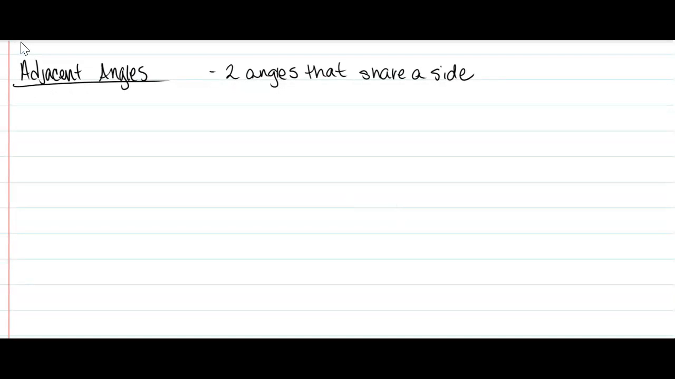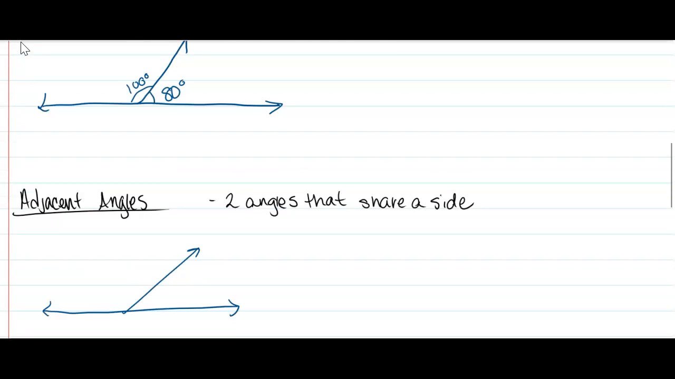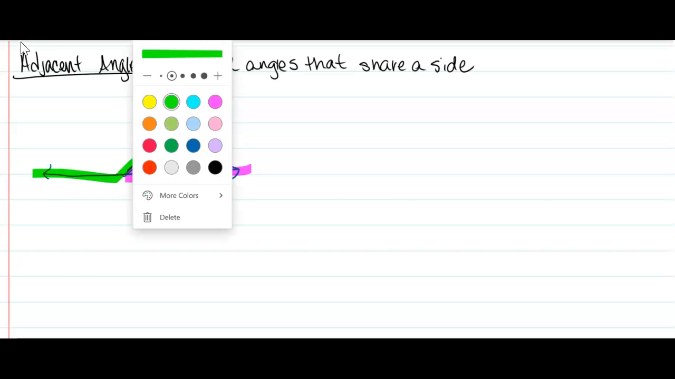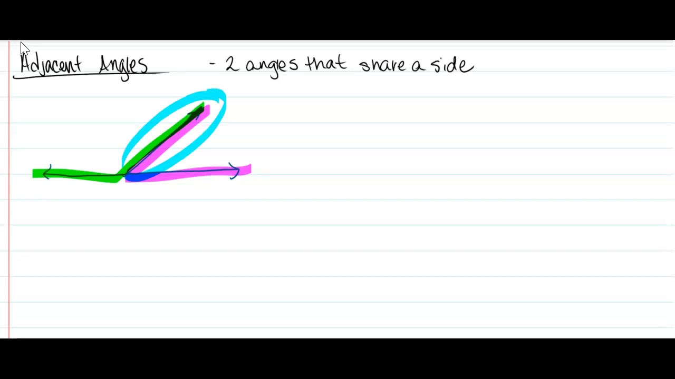All right, the next one is that we have adjacent angles. Now, adjacent angles are just two angles that share a side. So if we look at, let's draw that linear pair again, like this one. Notice how they are sharing this side. So this angle and this angle are sharing this side. So that means that these two angles are adjacent angles. So the key word is share.